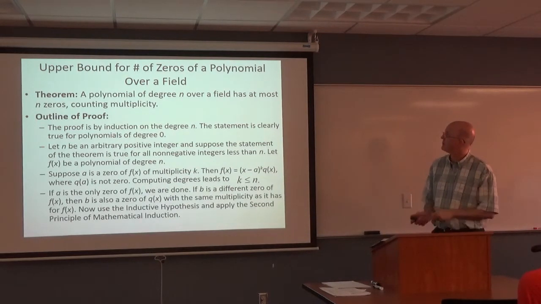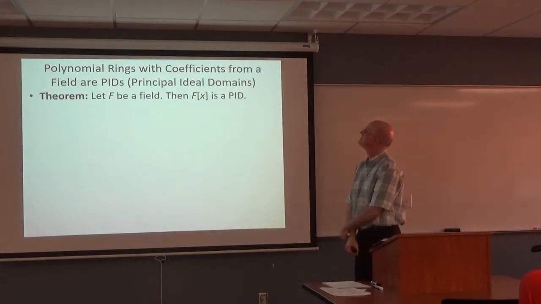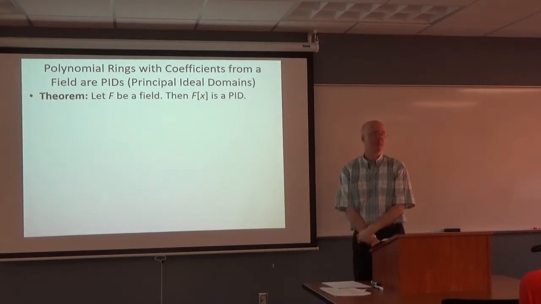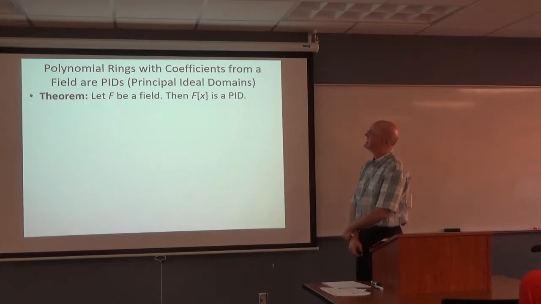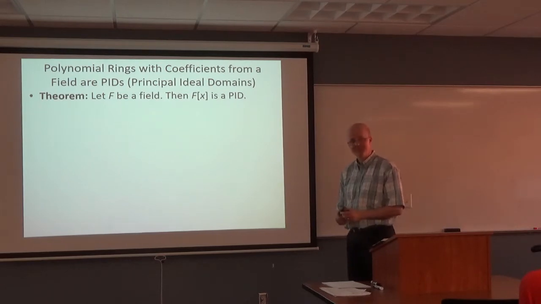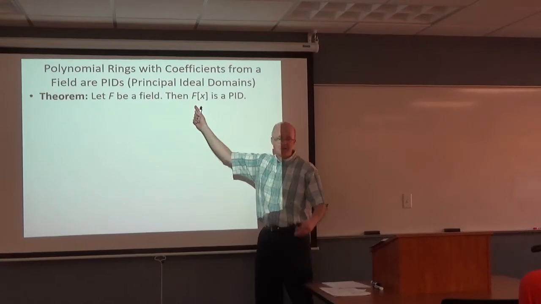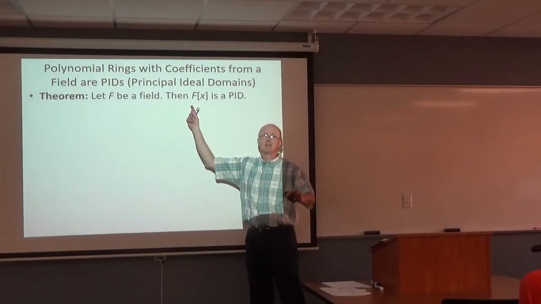Also have an outline of the proof that if the coefficients are from a field, the polynomial ring is a principal ideal domain, PID. F is a field. By the way, I've said this before, I'll say it again. Maybe this could show up on the next quiz.